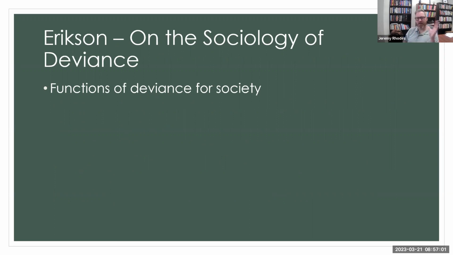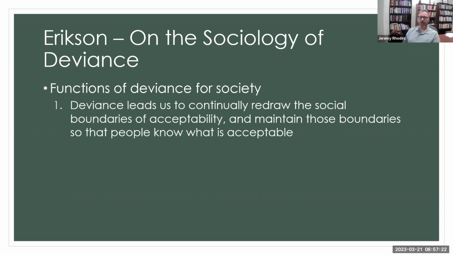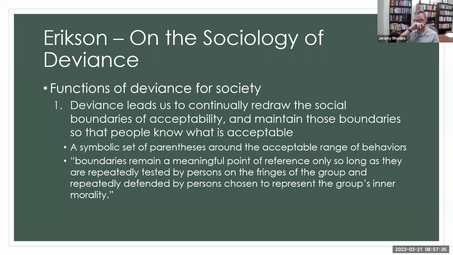And this is a classic idea: do we think of deviance as being just a negative thing that is problematic? Well, some of us do. Some sociologists would say deviance actually serves a function in society. In other words, societies need deviance to exist because deviance serves important functions in society. So for one, Erickson says, deviance leads us to continually redraw the social boundaries of acceptability and maintain those boundaries so that people know what is acceptable. We have the people breaking the rules, and that helps us define the rules themselves.